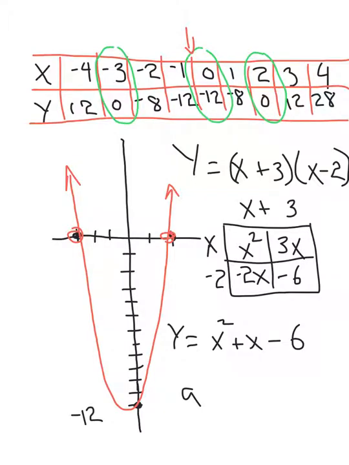So what we should do is multiply everything by 2. That way, if I multiply everything by 2, when I plug in a 0, I'll get -12 instead of -6. So here's what our final equation looks like.